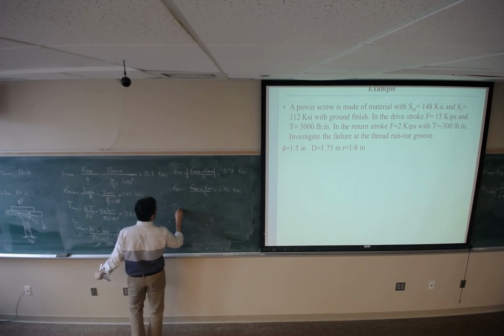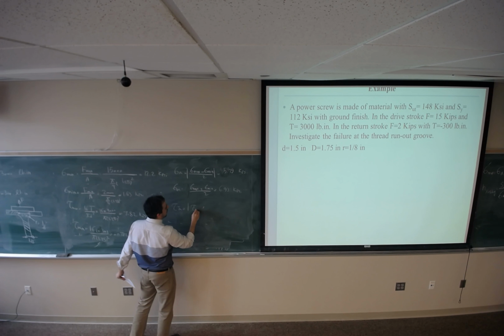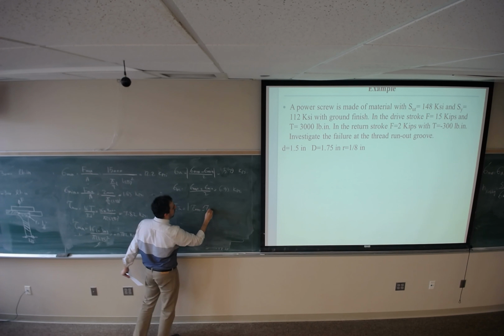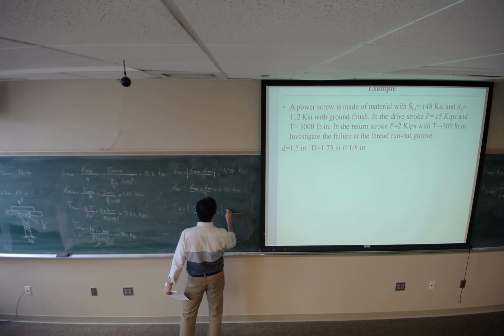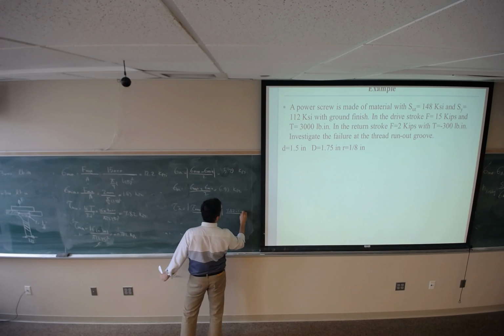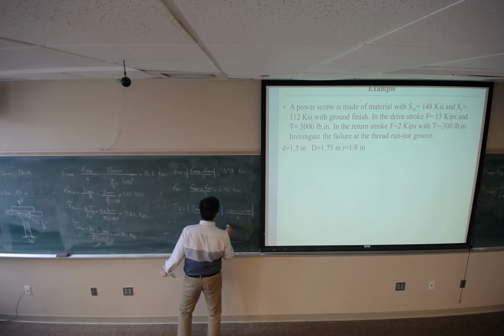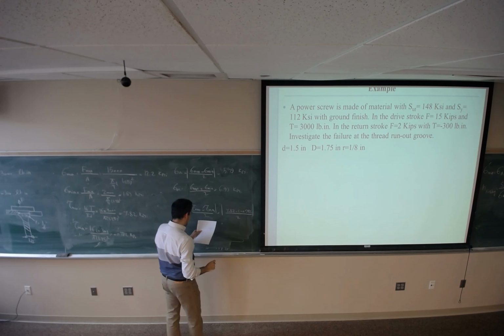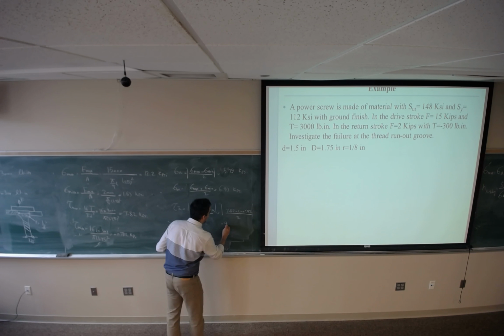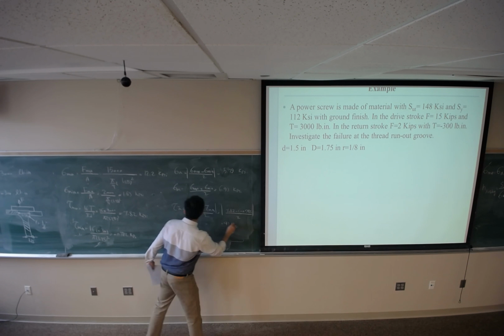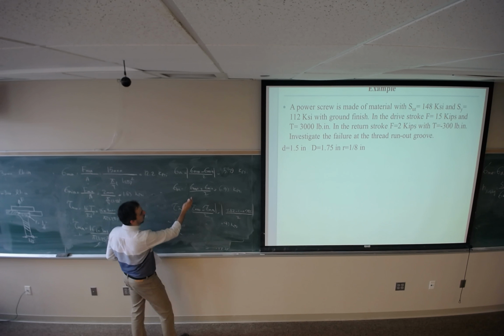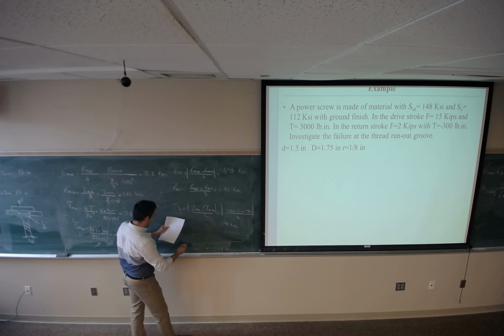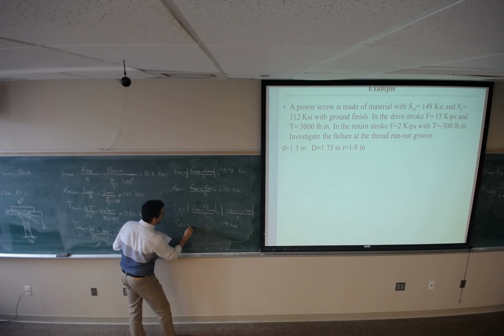For shear stress, also, tau max minus tau mean divided by 2: 7.82 minus 0.782. You will get 4.3. And tau m, just add them up and get the average. You will get 3.52 kpsi.